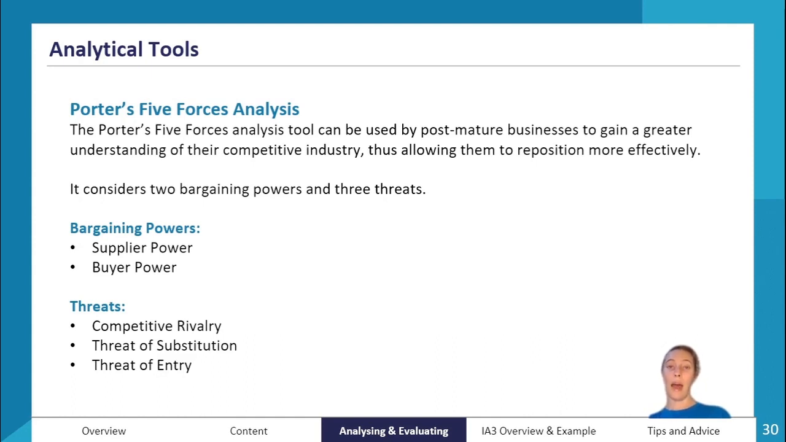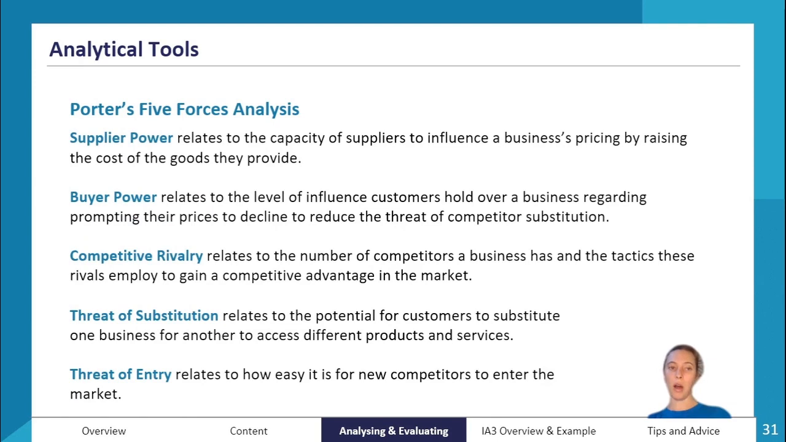Suppliers, it's about how powerful the suppliers are in that relationship. The buyers, that's referring to consumers. Competitive rivalry is that business to business rivalry. Threat of substitution is the threat of customers going between businesses, and the threat of entry is a new business coming into the mix to create a more saturated competitive situation in the business environment.